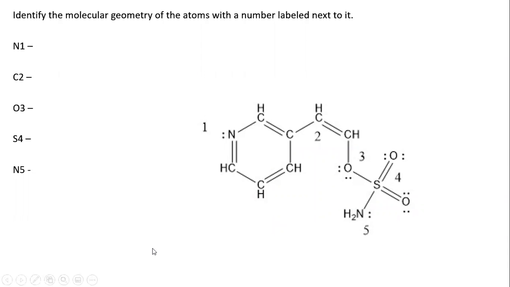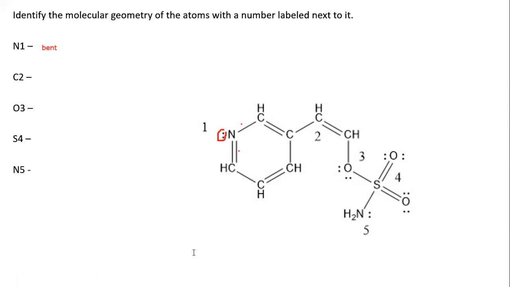Just looking at the molecular geometry, here we have an organic molecule, and we want to determine the molecular geometry of the ones we have labeled. Now remember, with organic molecules, we're only going to go up to 4 electron pairs. So everything should be between 2 and 4 electron pairs for molecular geometry. If we look at N1, we have 1 lone pair and 2 bonding pairs. So N1 is going to be bent molecular geometry.